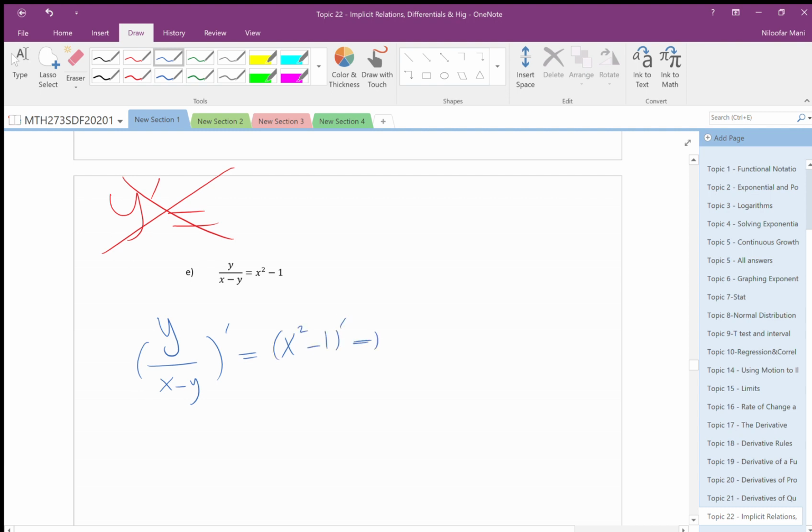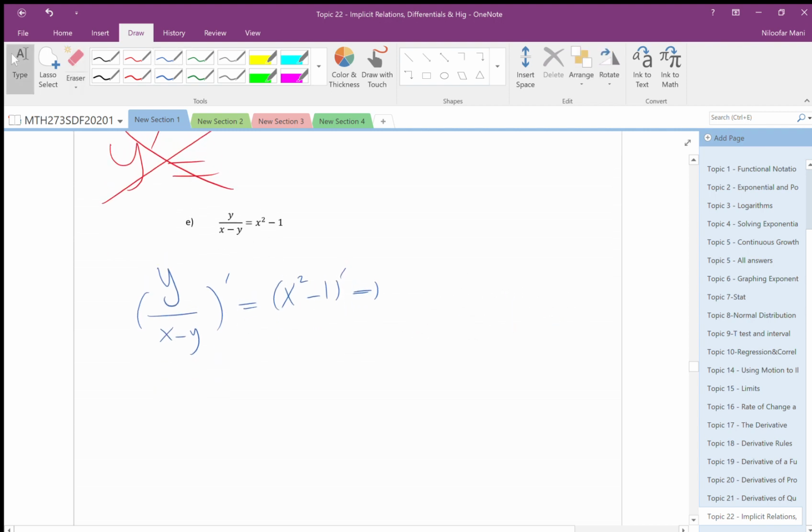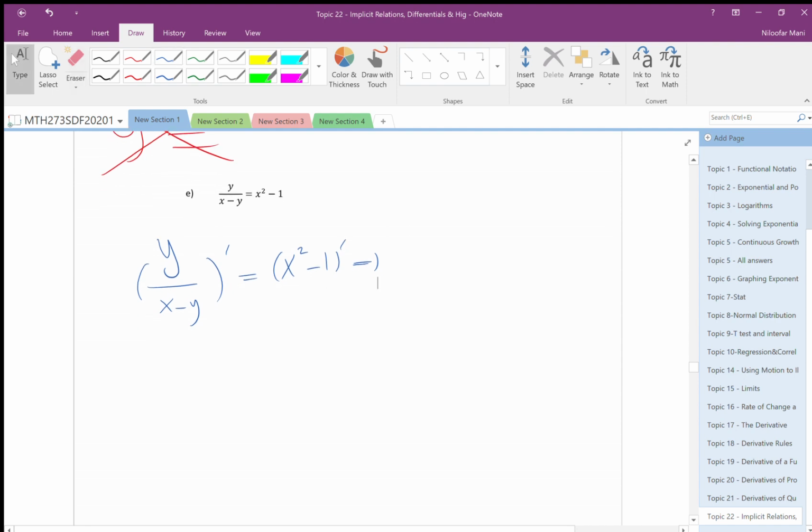Okay, so now for derivative of left side, you can do derivative of top times bottom, no change, minus derivative of bottom times top, no change. Okay, so I write it on the other line. Yes, I can go to the other line.